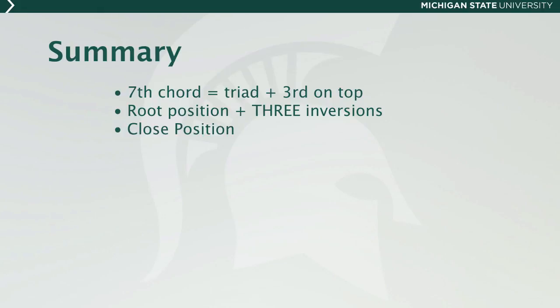I also defined close position and open position. In close position, the notes are packed as closely together as possible. In open position, there are gaps. In the next lecture, we'll start looking at the qualities of seventh chords. Now that we have three intervals above the bass, we will have four types of diatonic seventh chords and one seventh chord that occurs when we raise the leading tone in minor.